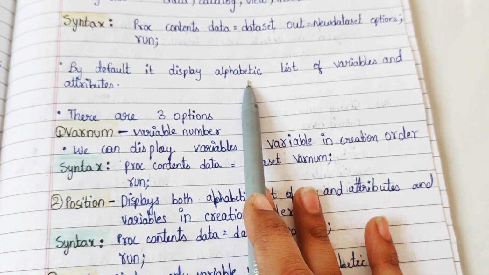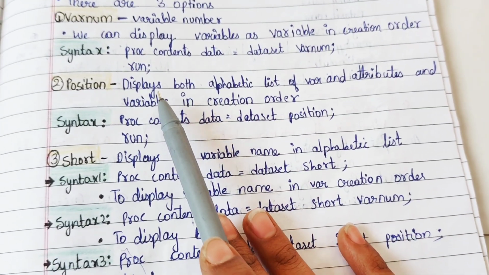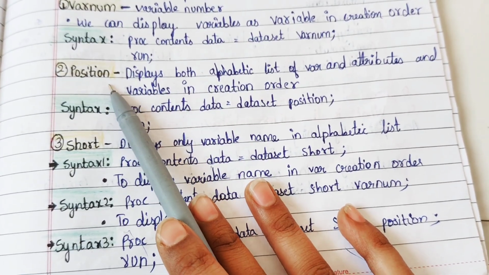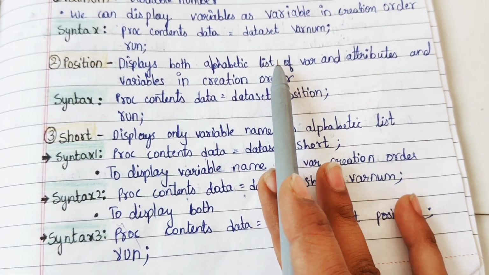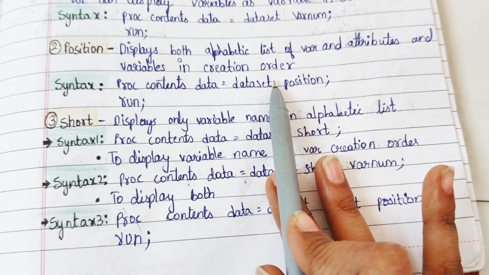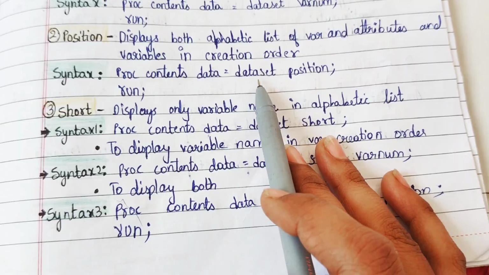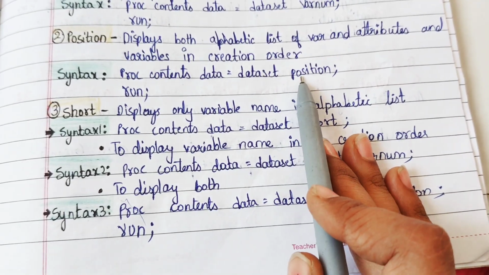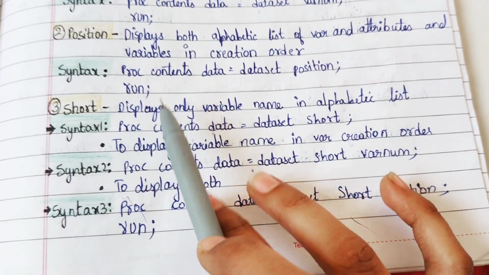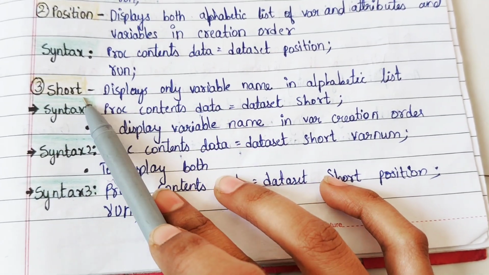But I want this one and this one. So what option will we use? We use the position option. It will display both the alphabetic list of variables and attributes and the variables in creation order. You can see the syntax here: proc contents data equals data set, then position semicolon run semicolon. Now the third option is short.